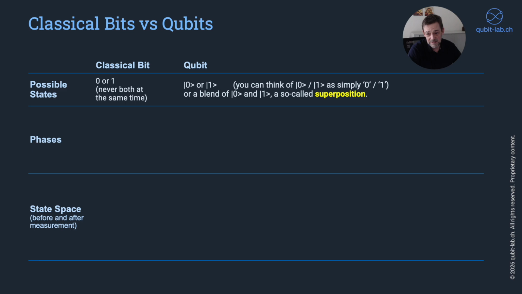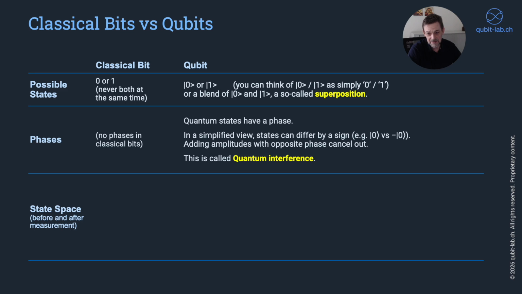That's one of the key differences, but not the only one. And looking at phases, a qubit state has a phase. It's not unlike the classical bit. There are no phases in classical bits, just 0 and 1, nothing else. But a qubit can have a phase, or no, does have a phase.